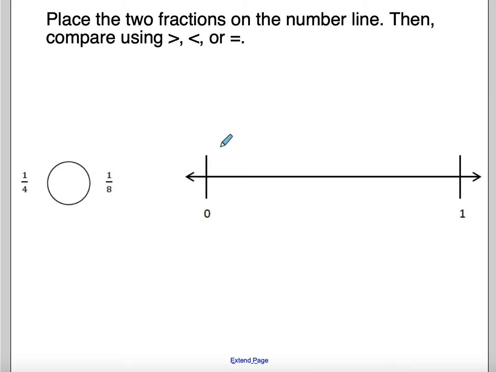So let's try this one together. If you don't have the materials you need, please go ahead and grab them so that we can try this together. So pause now, gather your materials, and draw this number line.